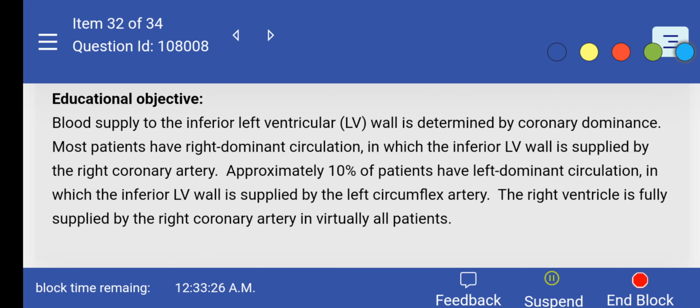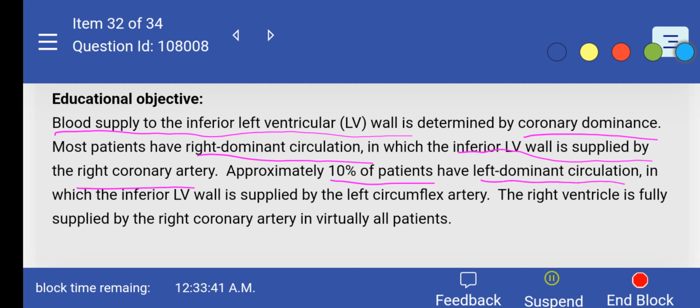So the blood supply to the inferior left ventricular wall is determined by coronary dominance. Most patients have right dominant circulation, in which the inferior left ventricular wall is supplied by the right coronary artery. Approximately 10% of patients have left dominant circulation, in which the inferior left ventricular wall is supplied by the left circumflex artery. The right ventricle is fully supplied by the right coronary artery in virtually all patients. Okay?